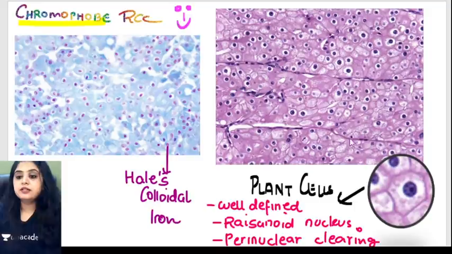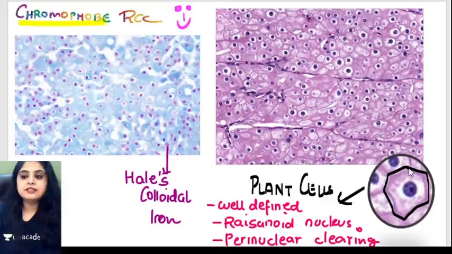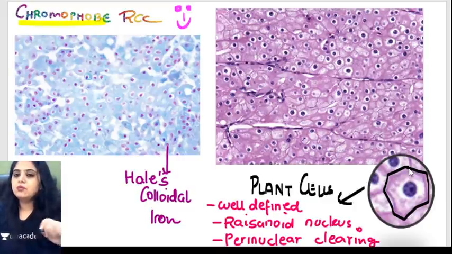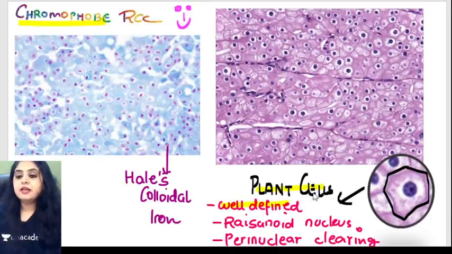So guys, over here, look at the cells. First, I'll zoom in and show you one cell. So if you see, the cell has a very, very well-defined outline. If you remember, in our biology practicals in school, these are the kind of plant cells that we used to draw with our pencils, right? So the outlines were very, very well-defined. So that's why we call them plant cells. Number two, if you look at the nucleus, it's extremely dark. So you call it a raisinoid nucleus.